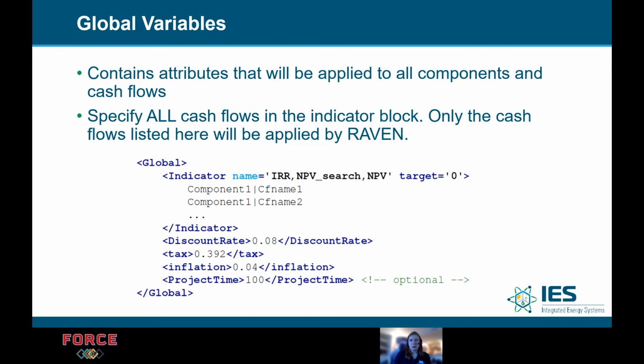And so you say what you want: IRR, NPV search, NPV, it can calculate all of them at the same time. And then put in a discount rate, you can put in a tax rate, inflation rate, and then your project time, which if you want to set a specific amount of time for your project, like 60 years, that you want to be global for all components, then you can put that in there too. But yeah, the most important part is this indicator block, where you want to make sure that you put your component and the name of each cash flow separately there so that it will be included in the calculations.